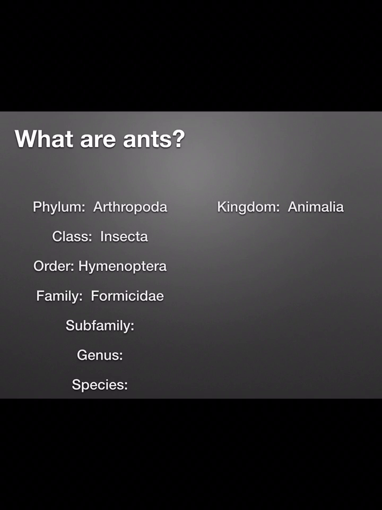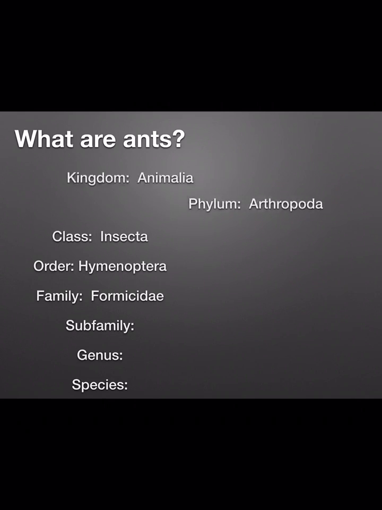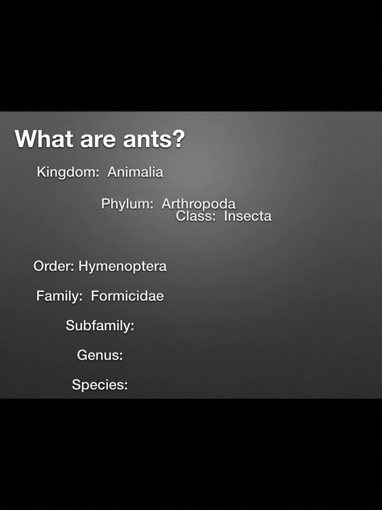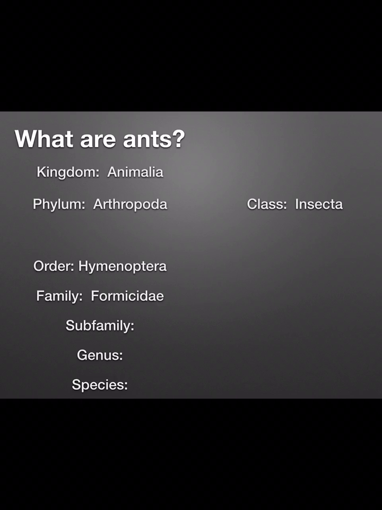They're in the kingdom Animalia. They're in the phylum Arthropoda, so if you remember, this means that they have exoskeletons, jointed appendages, and they will be crustaceans, myriapods, insects, or arachnids. They're in the class Insecta, so we know that they have 3 pairs of legs, making a total of 6, 3 body sections, and 1 or 2 pairs of wings.